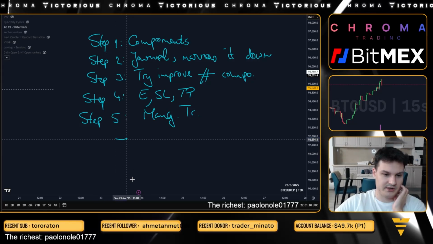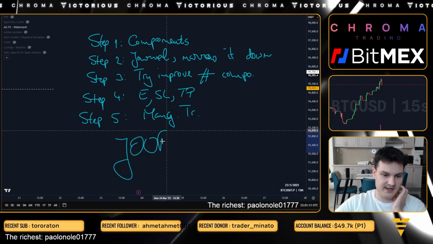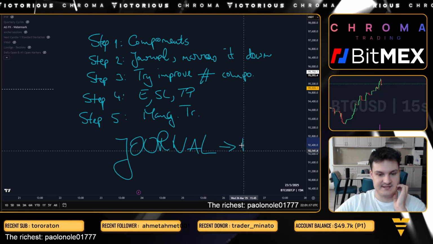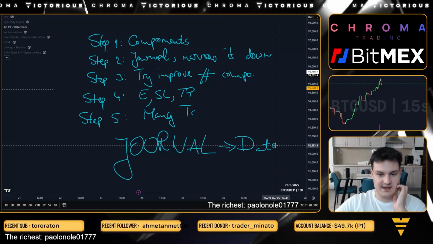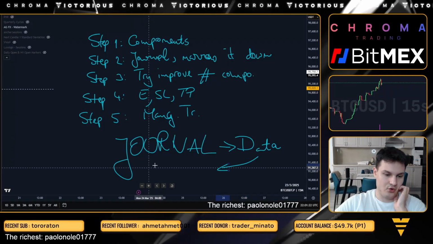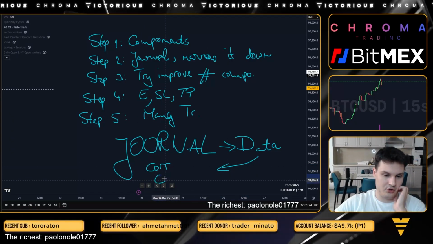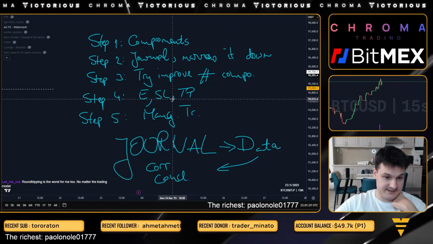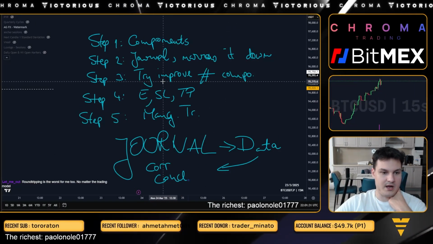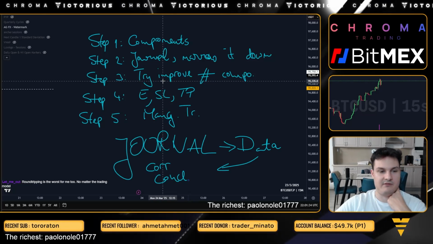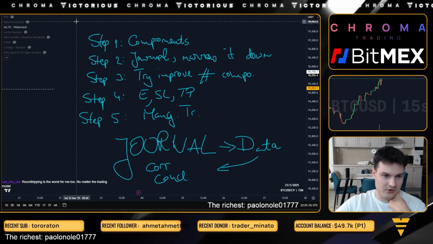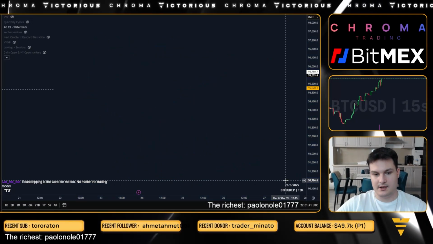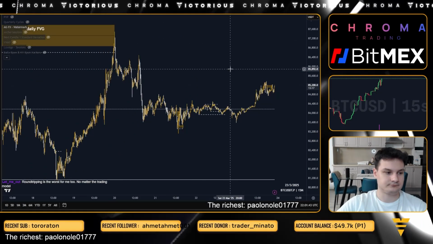But the most important thing is always journal, because journaling gives us data, and data leads us to correct conclusions. Because it's really easy to take 5 trades and say, oh my god, volume profiles are not working for me, I'm never gonna use them. But maybe they do work for you over 50 trades. And that's why journaling is the most important one. And that's it.